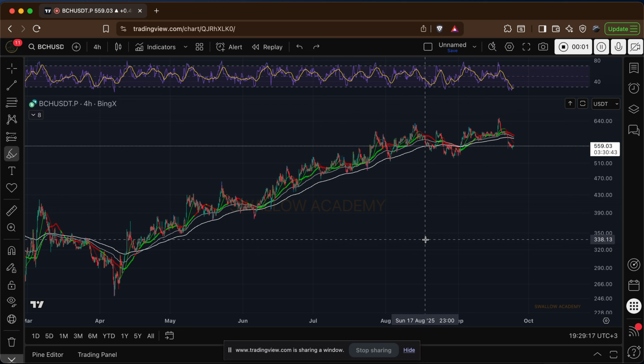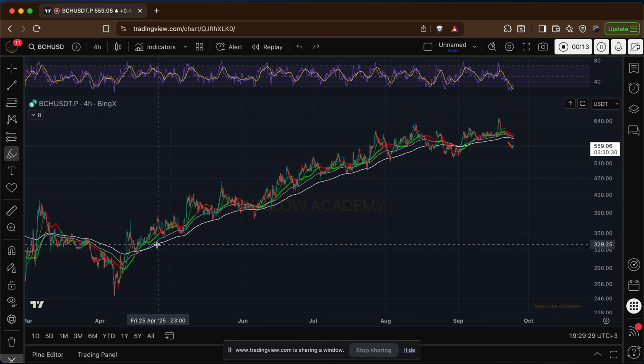Welcome back to another technical analysis, and today we're taking a look at Bitcoin Cash coin. Now, overall, this coin has been one of the top coins that we've been trading since the past few months. Basically, the 200 and 100 EMAs have been acting as one of the major support areas since this time.